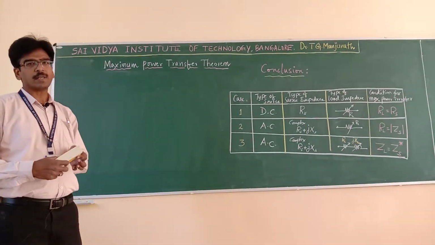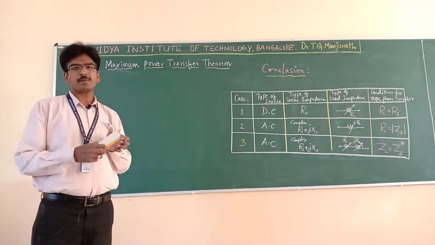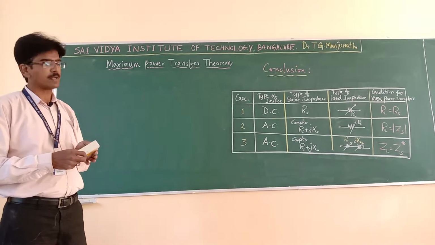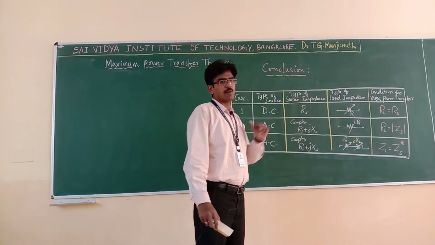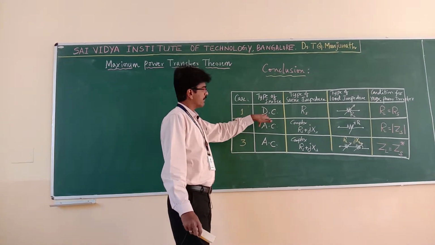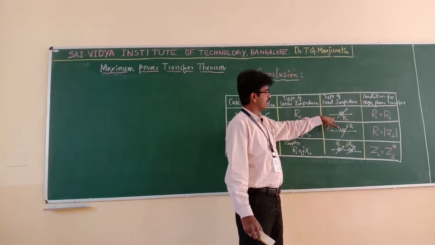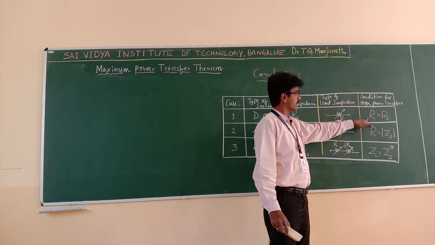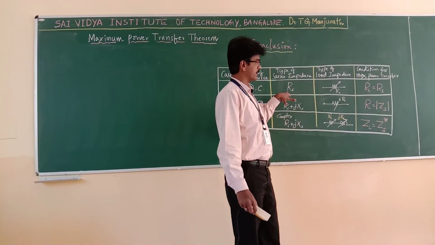So, in the last session, we started a new theorem, that is the maximum power transfer theorem, and we derived the condition of maximum power transfer by considering different types of sources and different types of loads. We considered three cases. First case, when we consider a DC source with source resistance, and the load is purely resistive and variable, then the condition for maximum power transfer is that the value of load resistance must be equal to the value of source resistance.